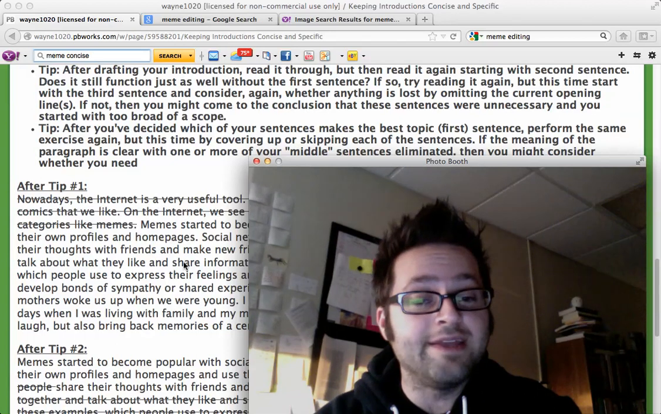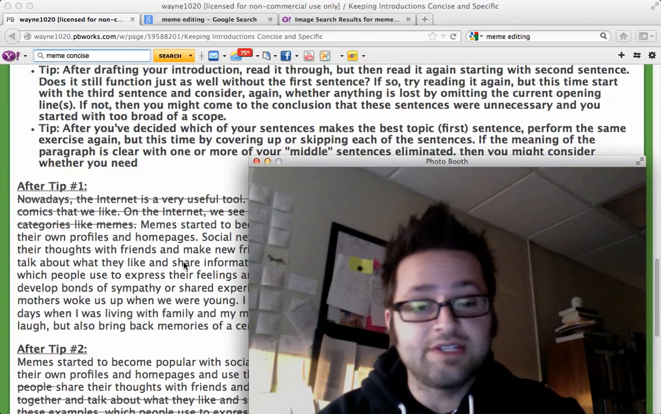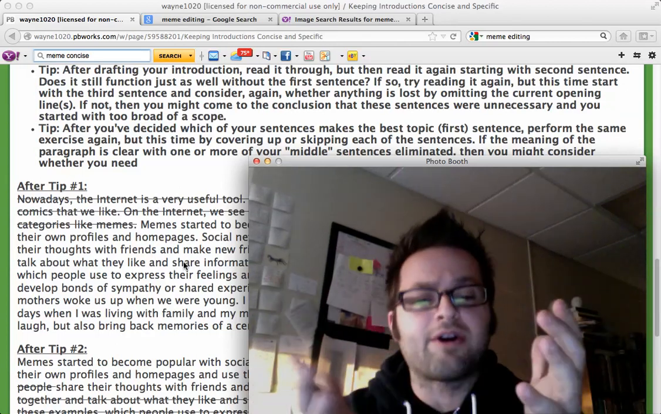So that's after tip number one. Now again, tip number two was to think about the middle sentences. Are there things there you could cut? Could you condense two sentences into one sentence? Can you cut a part of a sentence out?